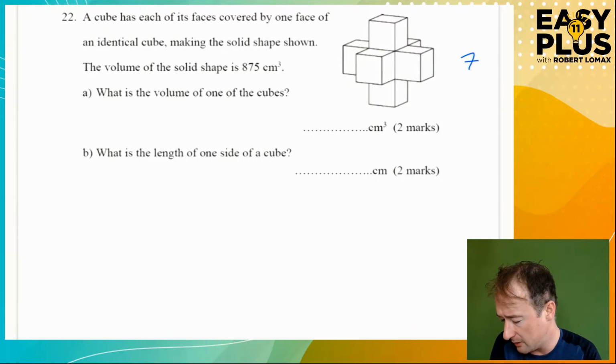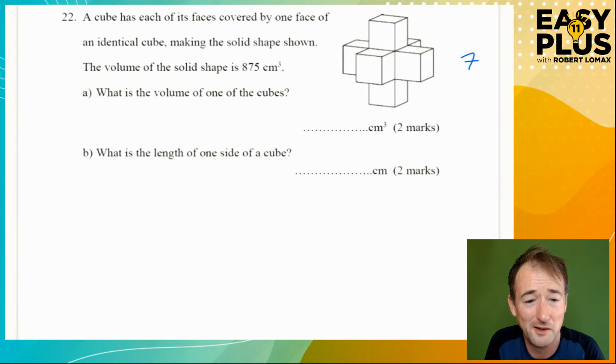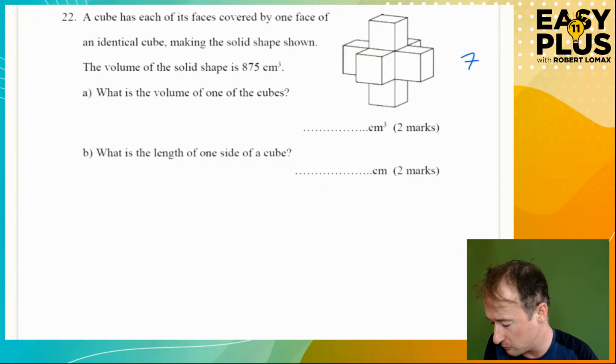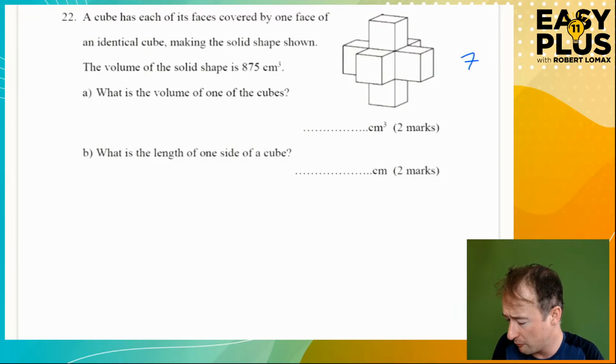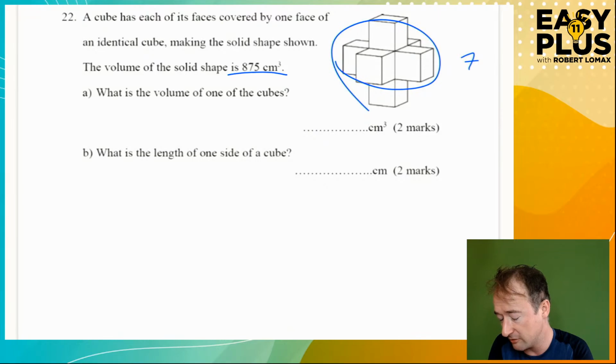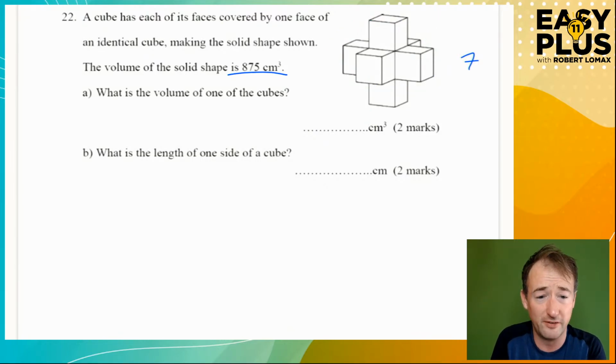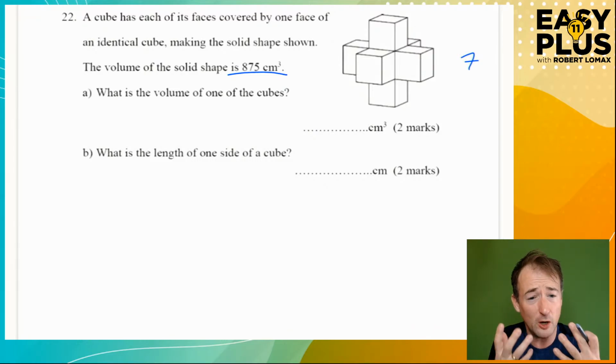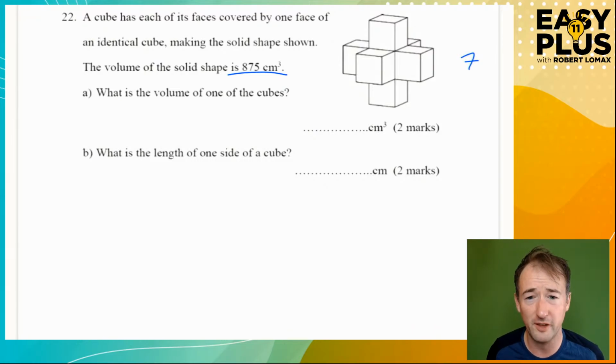Now, the first question doesn't say how many cubes there are. I haven't even looked at the first question, but I know that knowing how many there are is going to be essential for anything I do with this figure. So it's worth working that out as a starting point. What's the volume of one of the cubes? Well, we know the volume of the solid shape as a whole is 875 centimetres cubed. So the volume of one of the cubes, well, this is easy maths, isn't it? It's 875 divided into 7 bits. Why is it divided into 7? Because we know that each of these cubes has the same volume.